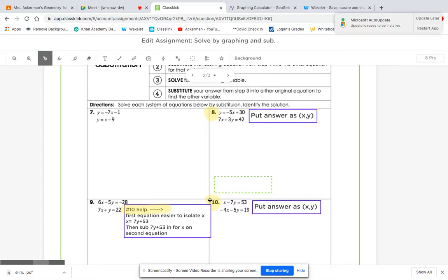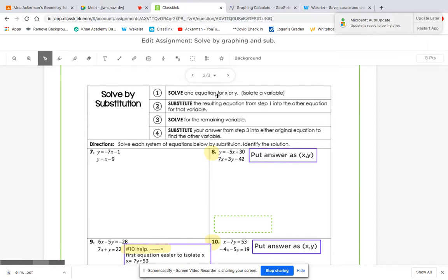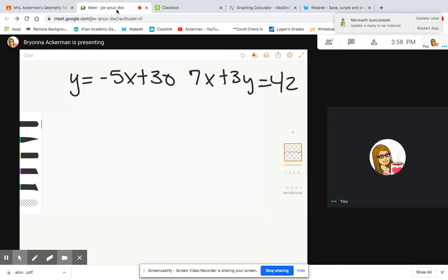And remember, the first step is to solve one of the equations for x or y. But you'll look, the top one is already solved for y. So don't make more work for yourself. We're going to use that one because it's already there. So we know that y equals this. Okay? And so since y equals that, I'm going to plug that whole thing into the other equation for y. I'm substituting it.